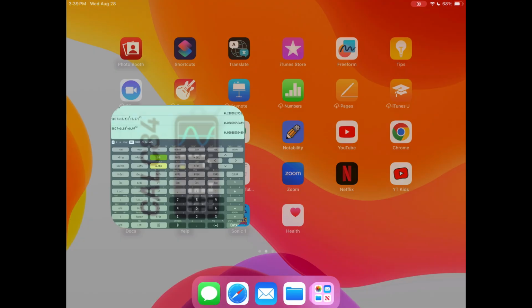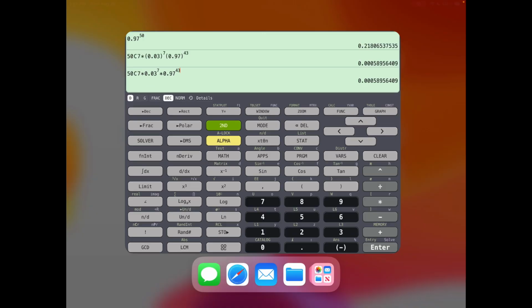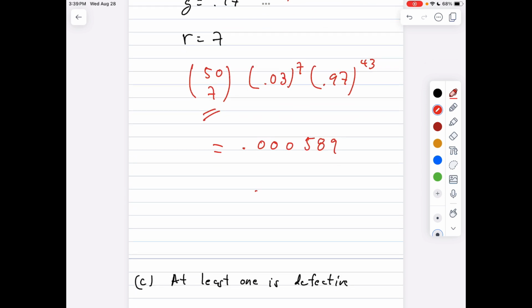Let's look at, sorry, not Desmos. There we go. 50 choose 7 times 0.03 to the 7th times 0.97 to the 43 power gives you 0.000589, okay, and 56. So I'm going to rewrite this with 0.000589. So as a percentage, this would be 0.0589%. So there's a really small chance.